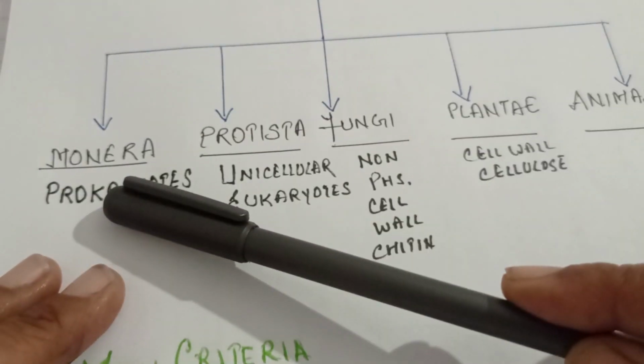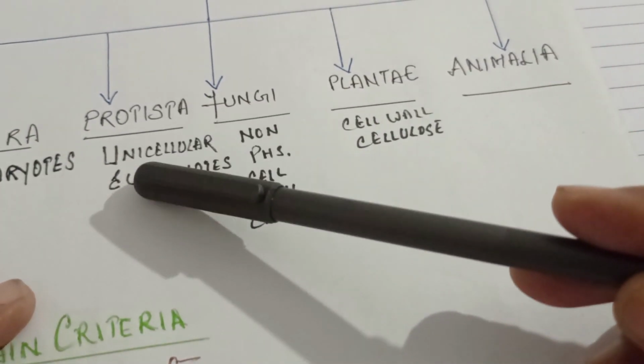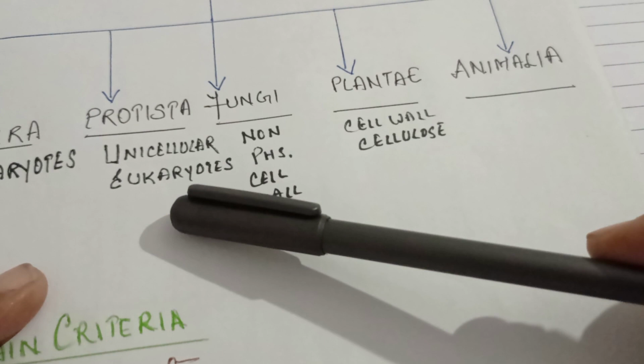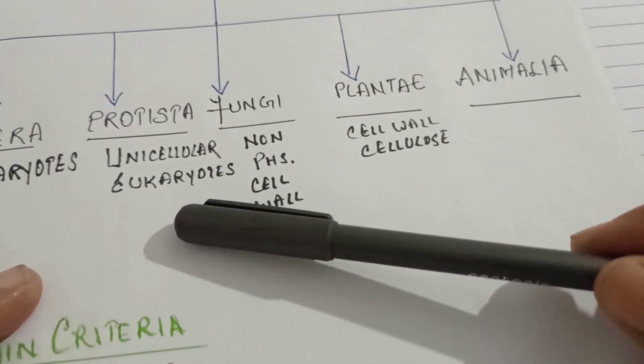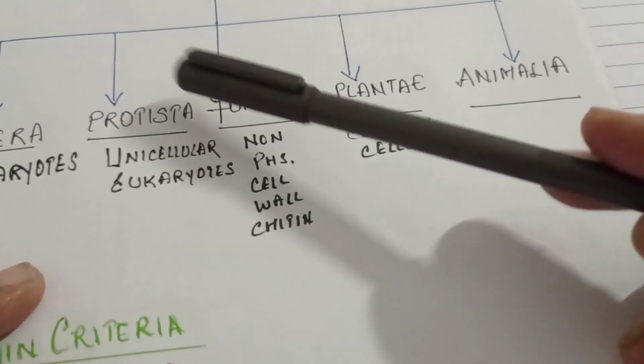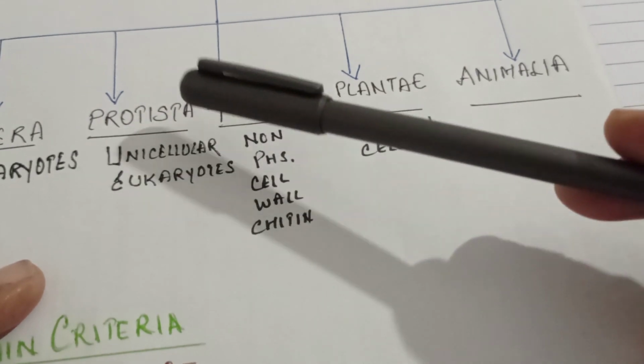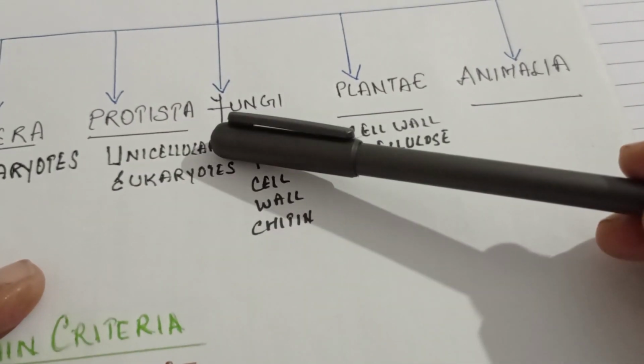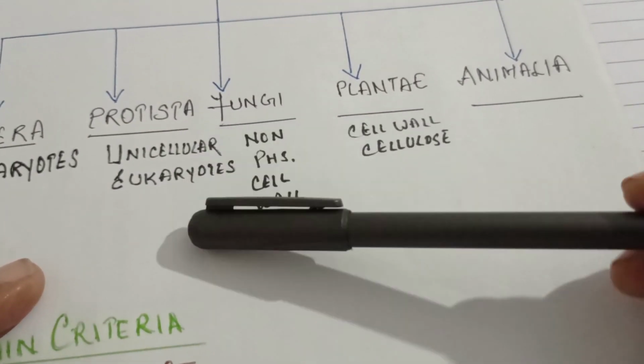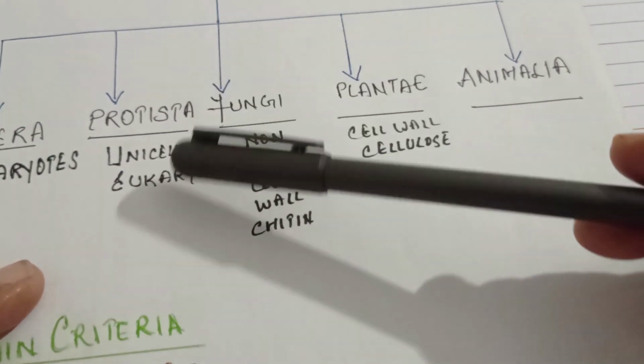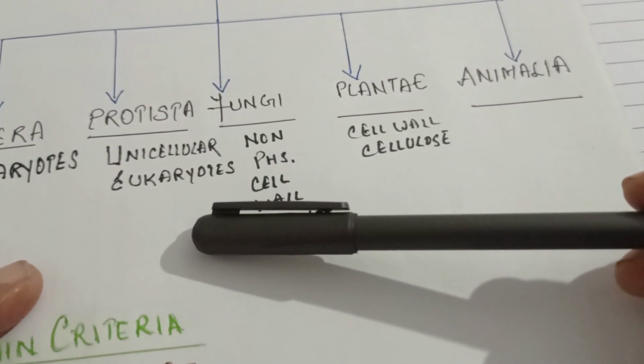All the prokaryotes were in Monera. Since Protista, we have eukaryotes, which have specific cellular structure, and they were included under Protista. But which type of eukaryotes were in Protista? Unicellular eukaryotes. So Protista included unicellular eukaryotes.